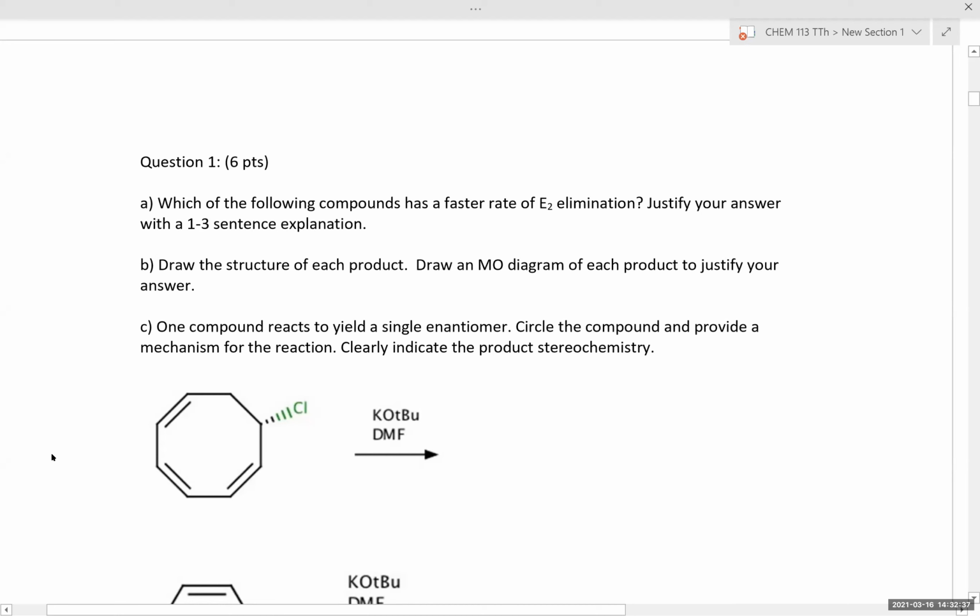So in question 1, we're asked, which of the following compounds has a faster rate of E2 elimination? Draw the structure of each product in an MO diagram. And we know one compound reacts to yield a single enantiomer. Circle the compound and provide a mechanism, and clearly indicate the product stereochemistry.